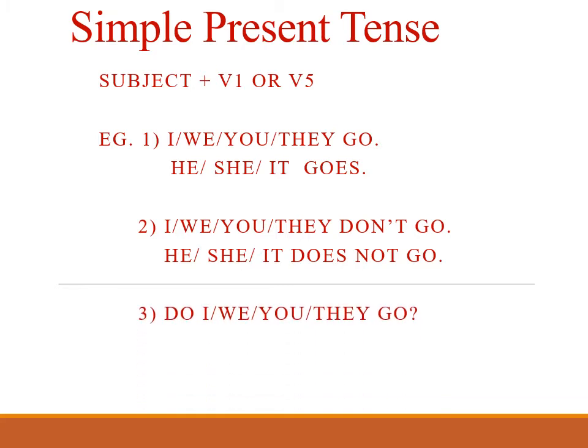Then in the question form, an interrogative sentence: do I go? Do we go? Do you go? And do they go? Now, when we are using the sentence with the auxiliary verb does, the sentence changes, it becomes does he go, and so on.